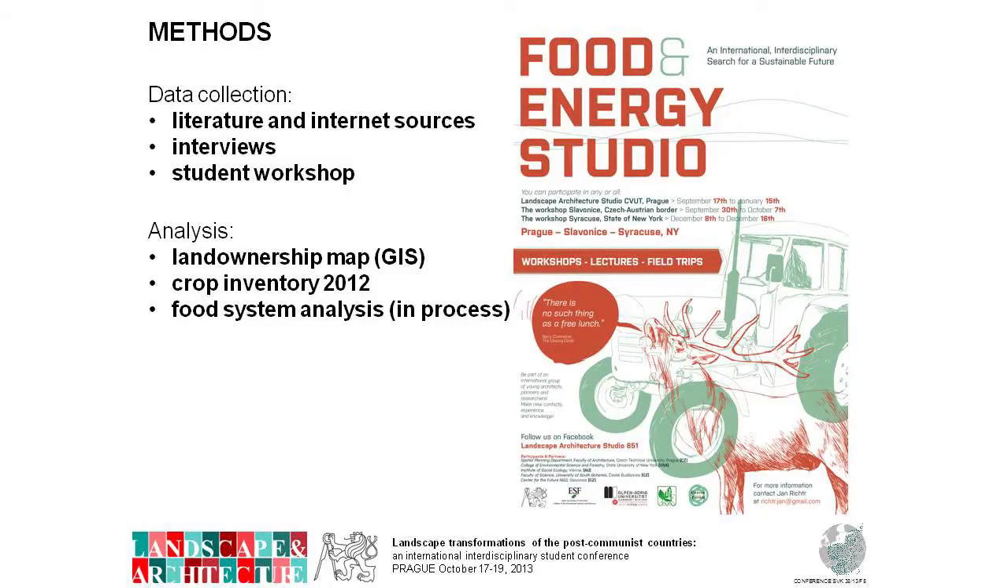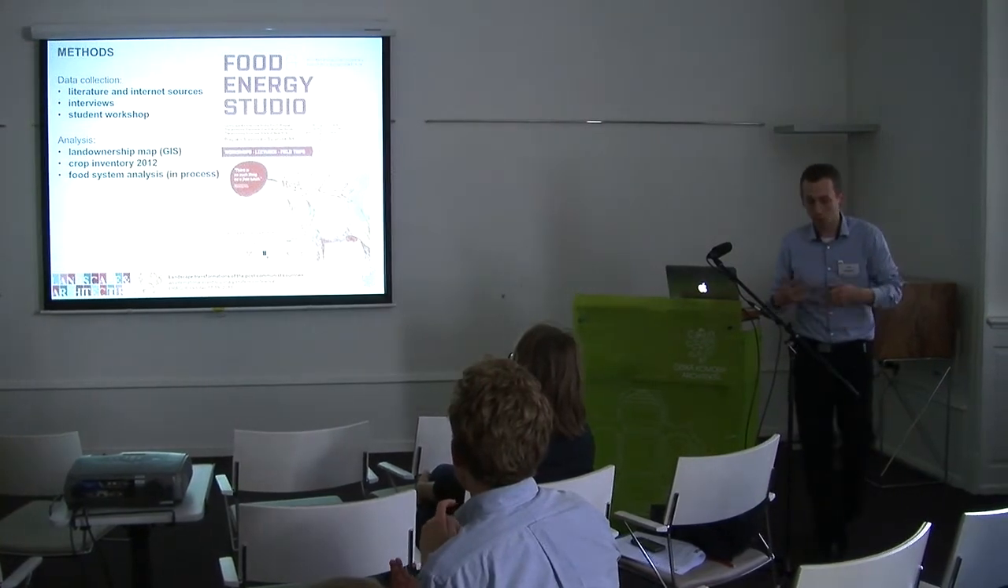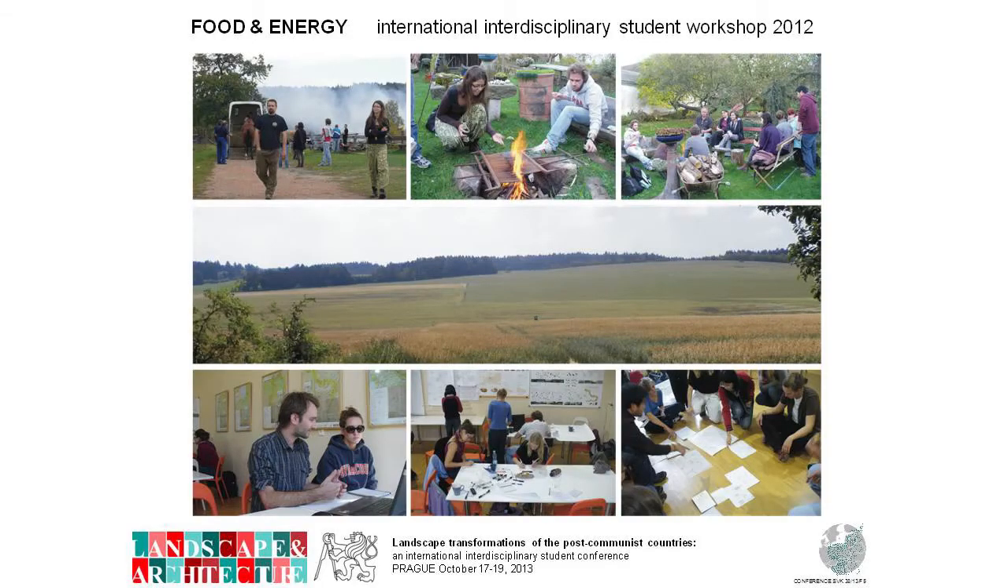For the analysis, which I'm going to talk about later, I made a land ownership map in GIS. We also made a crop inventory last year, and what I'm going to do is try to describe the food system in that area. This is the future part of the work. The students were working together. They were from different backgrounds and different countries, so it was a really rich and interesting meeting.